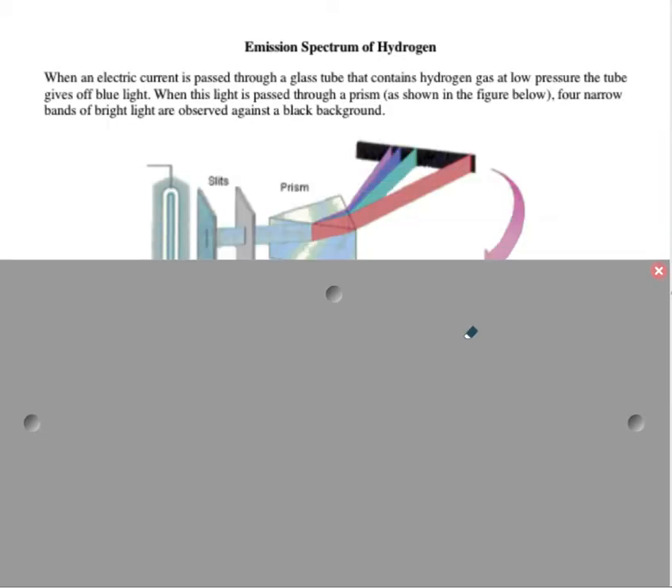When electric current is passed through a glass tube that contains hydrogen gas at a low pressure, the tube gives off blue light. It's actually pinkish purple. When this light is passed through a prism, 4 narrow bands of bright light are observed against a black background.